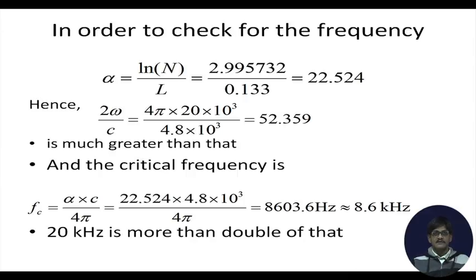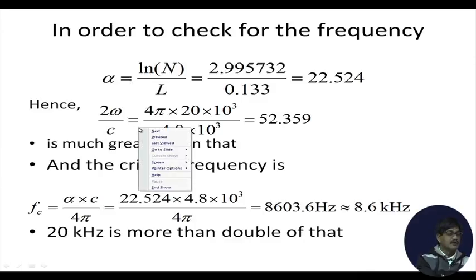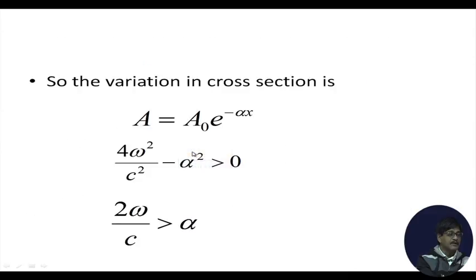Once we have this, what is twice omega by c? This was the check that we were making, in order to make sure that periodic motion is definitely going to take place. Twice omega by c should be greater than alpha.